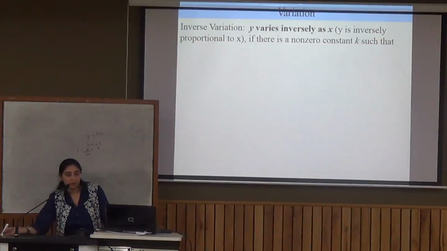So this way we can always express it in the form y is equal to k upon x. Here again k is a non-zero constant, which will always be a constant of proportionality, or a constant of variation.